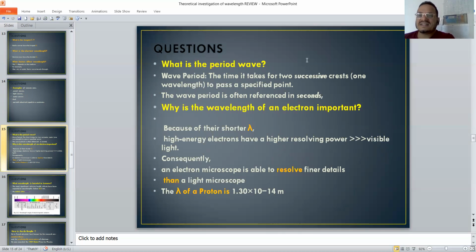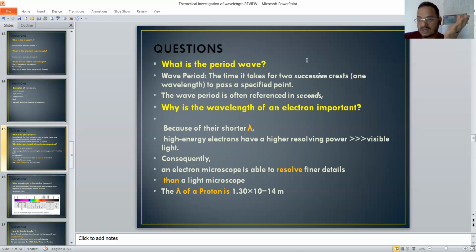The wave period is actually a time, but let's see which time we're dealing with. It is the time it takes for two successive crests. Successive means continuously. Crests means the up points. One wavelength, meaning two up points, belonging to the same kind, to pass a specified point. That means it is the time it takes for two continuous up points, one wavelength, to pass a specified point. The wave period is often referenced in seconds.